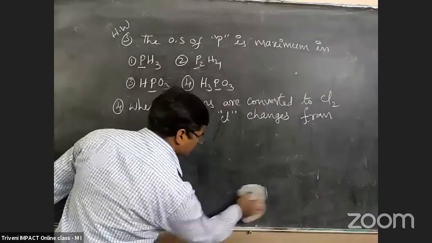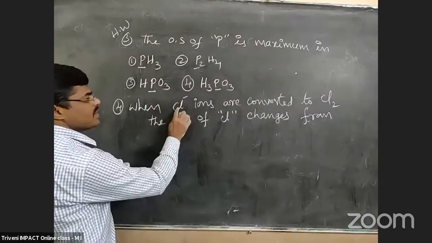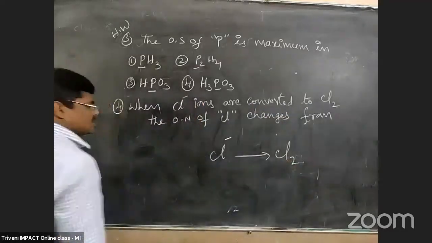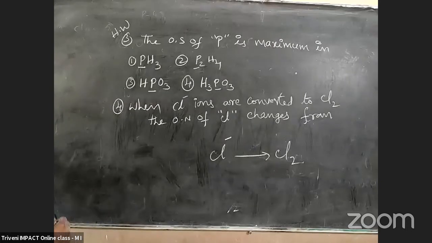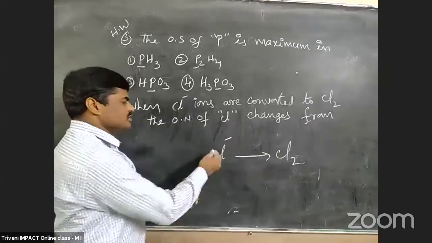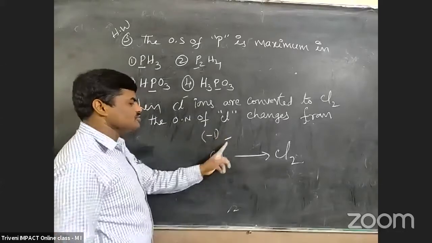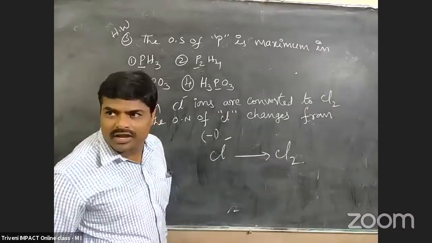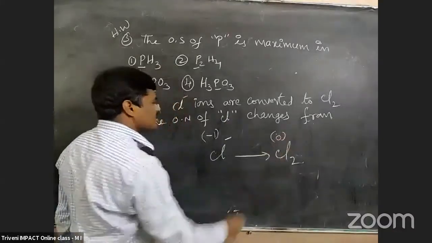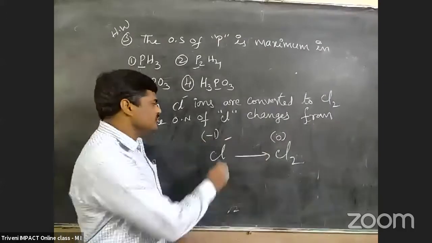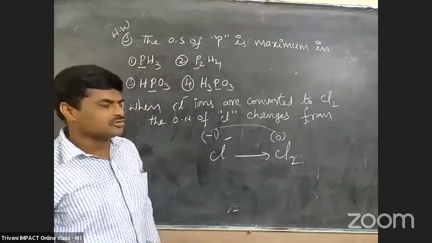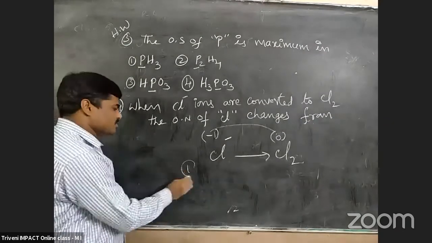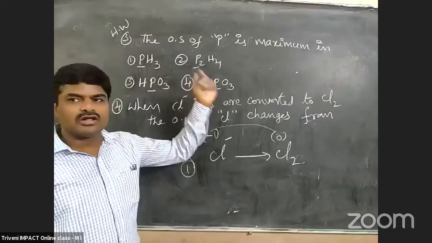Cl minus ions are converted to Cl2. So what is the change in oxidation number? What is the oxidation number of Cl minus on the left side? -1. So the oxidation state of Cl is -1. What is the oxidation number of chlorine on the right side? 0. So the oxidation number of chlorine changes from -1 to 0. So that is the answer. Option 1 is the correct answer. So this is the homework. All of you do this homework.